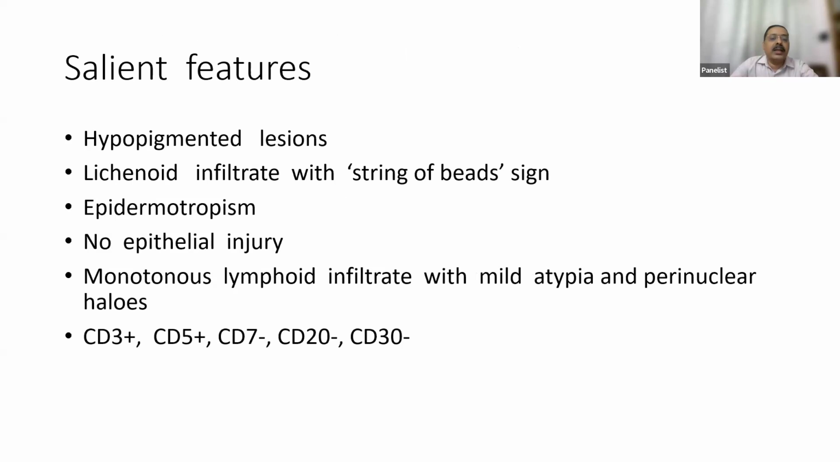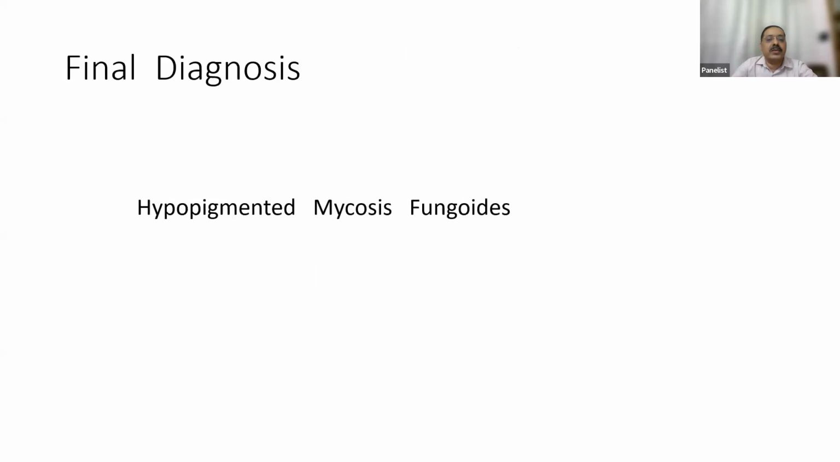And then finally, in this case, these salient features: clinically hypopigmented lesions were seen, lichenoid infiltrate with string of beads sign, epidermotropism was seen, and then the IHC panel was run because the pathologist asked for it. And it was CD20 negative, CD30 negative, CD3 positive, CD5 positive, CD7 negative. So a diagnosis of hypopigmented MF was made. So that gives us a clue.